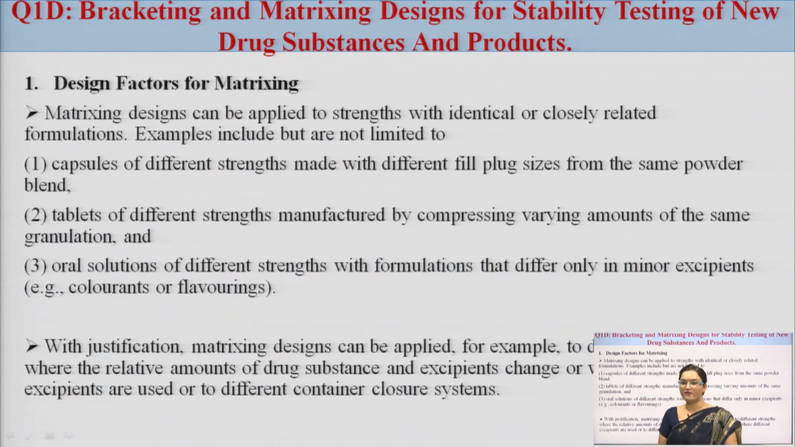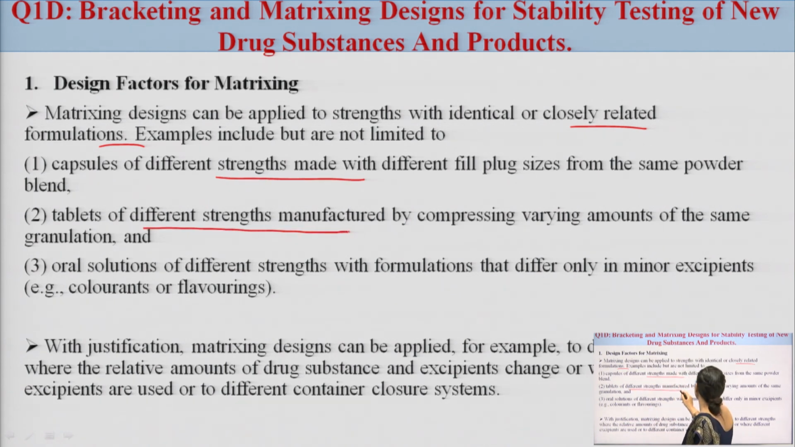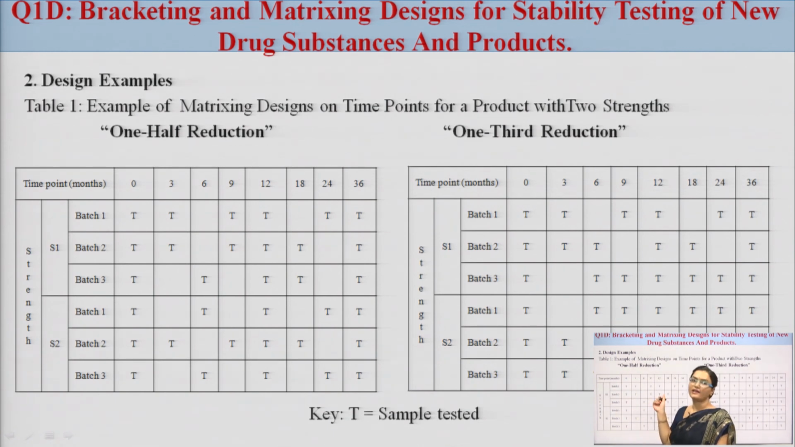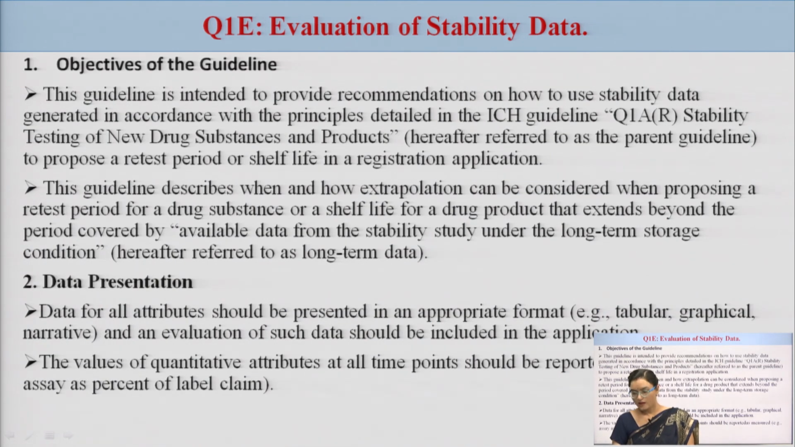Now the design factor for matrixing. A matrixing design can be applied to strengths with identical or closely related formulation, for example, capsules of different strength, or tablets of different strength manufactured by compressing varying amounts of the same granulation. Here is the design example of bracketing and matrixing.